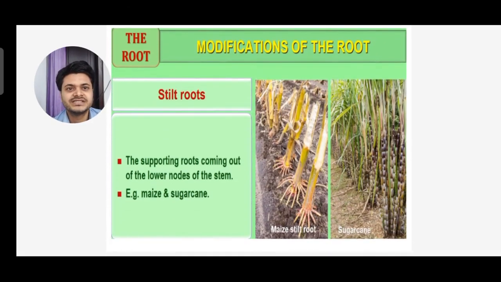Next we can see stilt roots. These are supporting roots coming out from the lower nodes of the stem. Examples are maize and sugarcane.